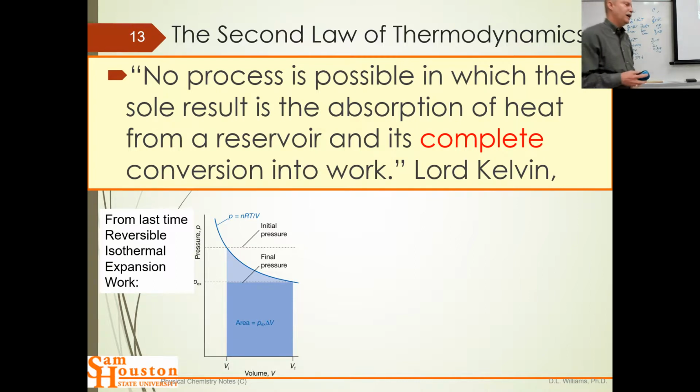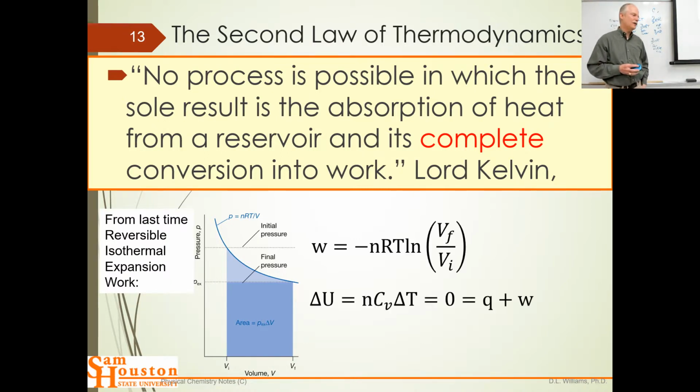And so this is the second law of thermodynamics. No process is possible in which the sole result is the absorption of heat from a reservoir and its complete conversion into work. Now, this is what we would say prevents perpetual motion machines, because you can come up with something that is thermodynamically feasible, at least on paper, but whenever you try to make it actual, you always have entropy-driven processes like friction and other things. There's no practical way to do this.